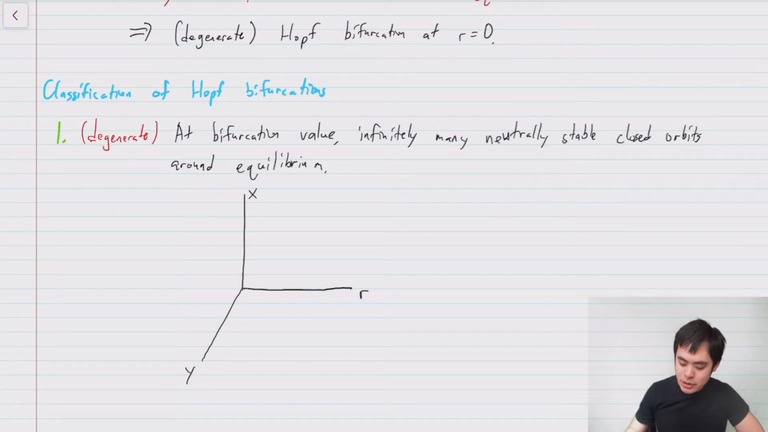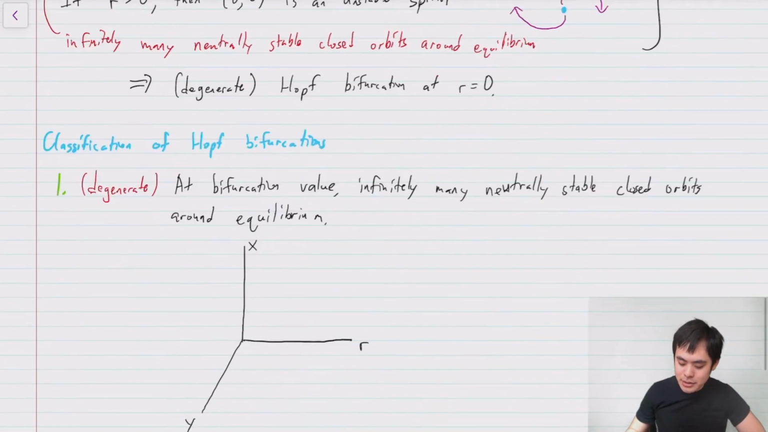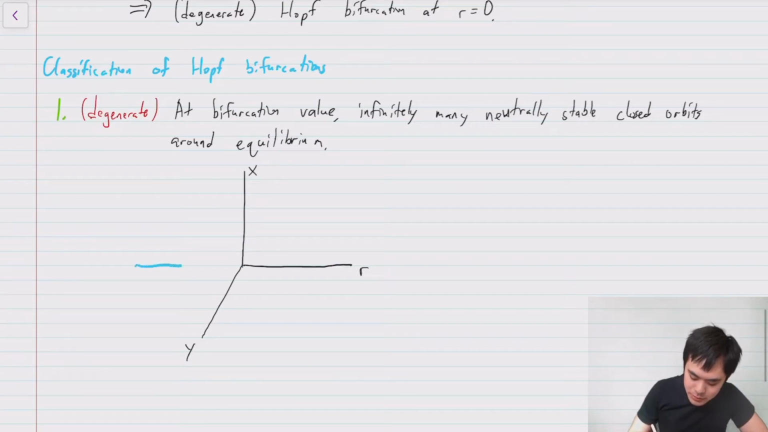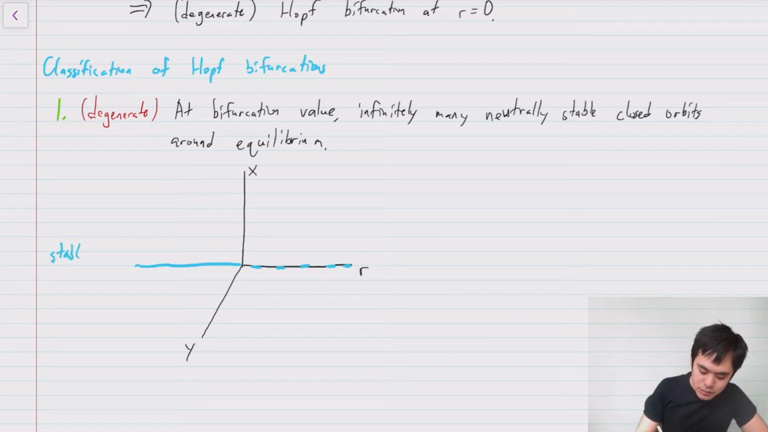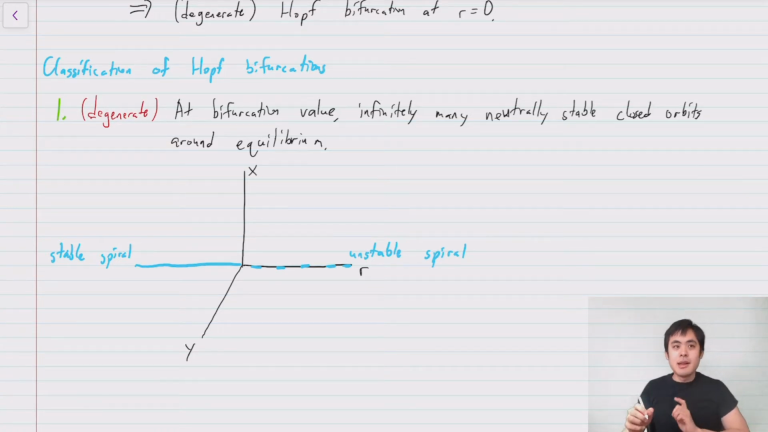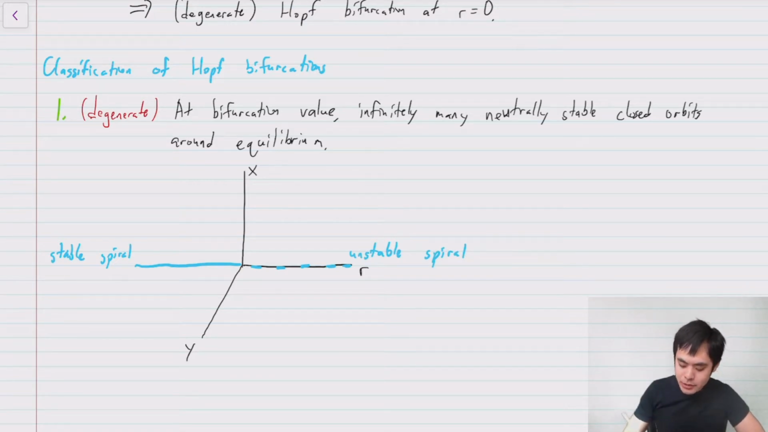And so what happens? So up here, if r is less than 0, then it's a stable spiral. It's a stable equilibrium. And if r is greater than 0, this is going to be an unstable spiral. Okay, so stable spiral at 0, and unstable spiral at 0. And now the key here is that at the point xy equal to 0 and r is equal to 0, you have a center.